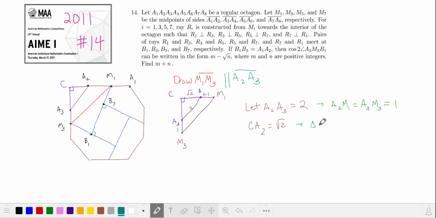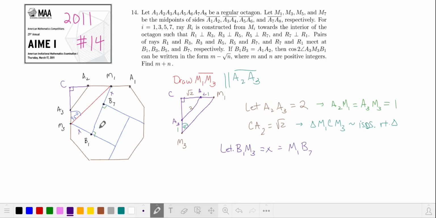So we have triangle C, M1, M3 is also an isosceles right triangle, which means we also have 45-degree angles here. So even though it doesn't look like it in my diagram, this is 45 degrees. Let's let the distance B1, M3 be equal to x. That's over here. And by the symmetry of our octagon and square, this is going to be the same as the distance from M1 to B7 up here.